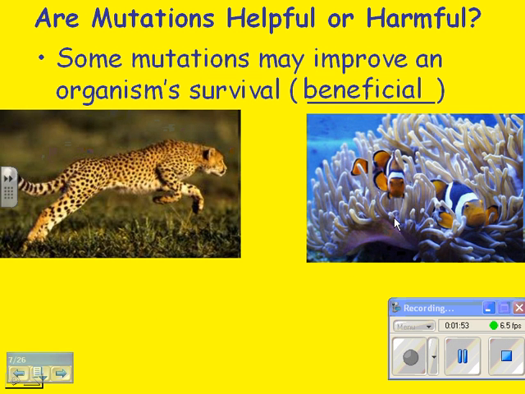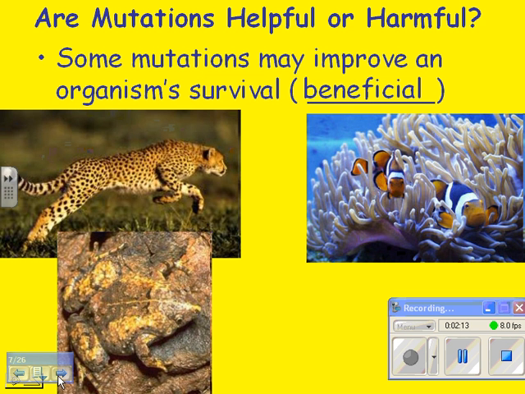If there were a mutation in clownfish that allowed them to, I don't know, maybe be even more able to live with the sea anemone, maybe be totally resistant to its stings or whatever, maybe make it hide better, something like that, that would be a beneficial mutation.